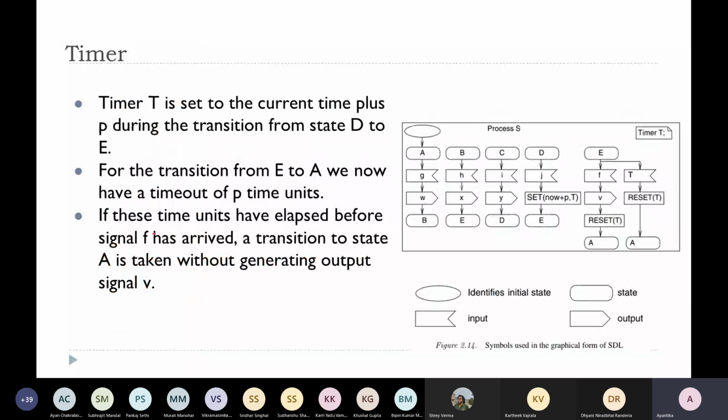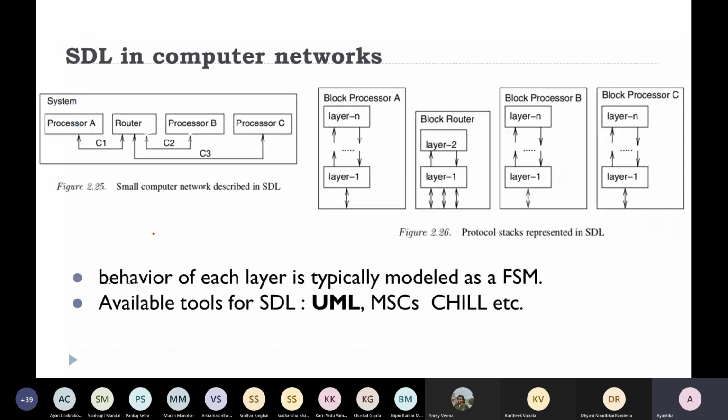Along with that, SDL also has some added features like timing, set and reset values. And then you come to this practical example: how you are actually going to map or model a practical system that requires handling multiple sub-layers. Now here you can see this is a system, a practical system, a computer network, where you will think of processor A, processor B, processor C, router.